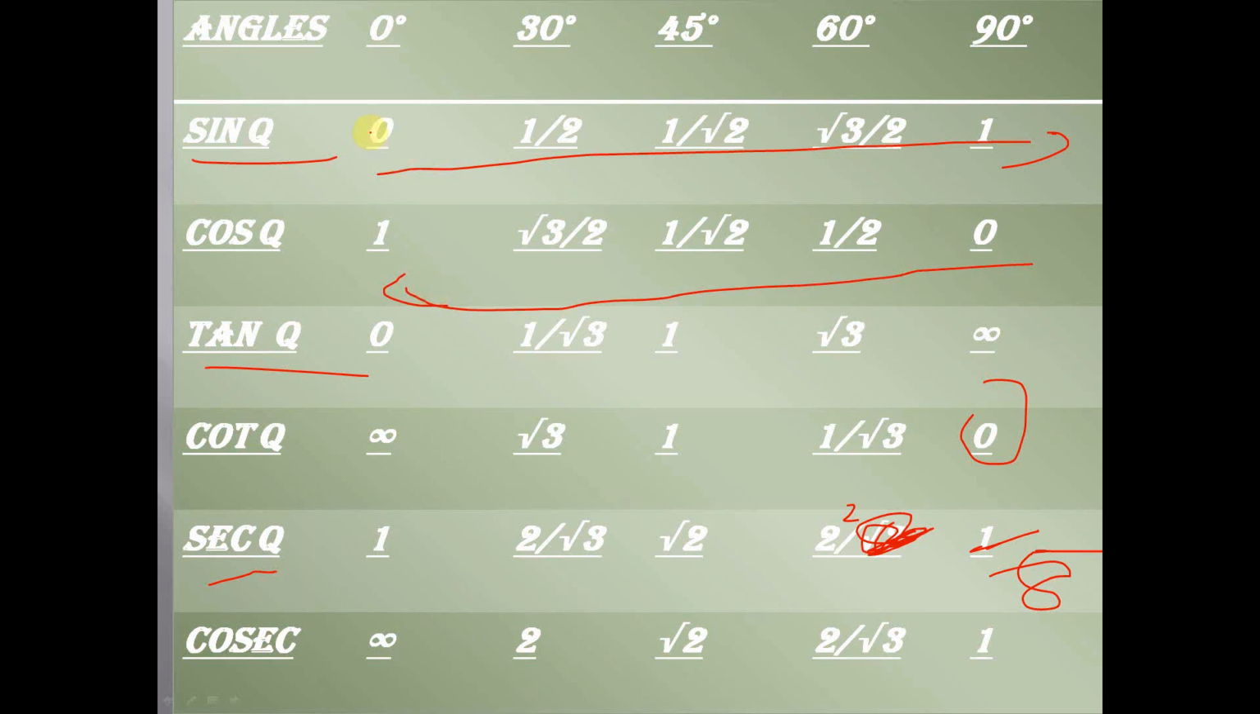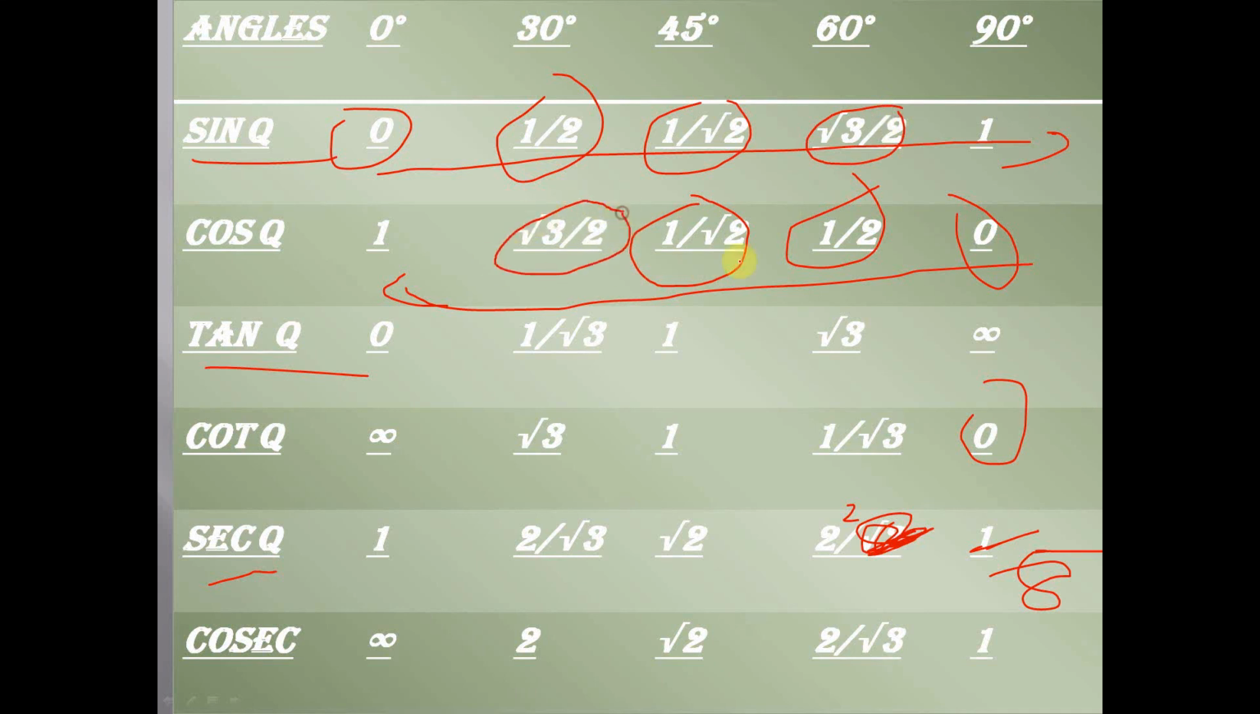See, you can see 0, 1 by 2, 1 by root 2, root 3 by 2, 1. Now in the same way, in tan theta also, 0, 1 by root 3, 1, root 3, infinity, and the same in reverse.